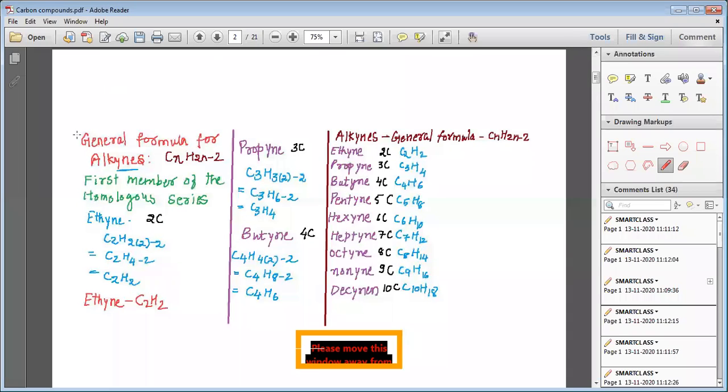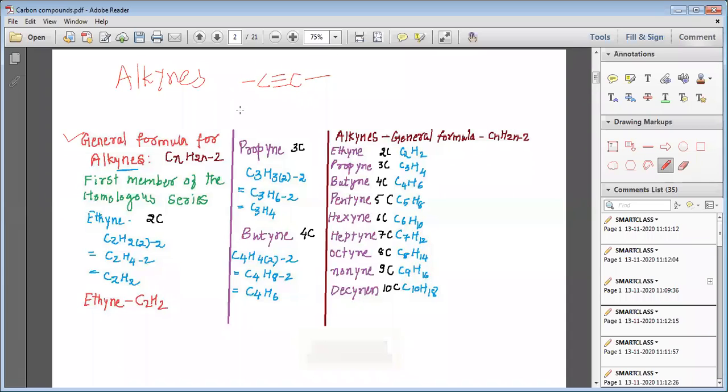So now, my dear students, we want to study about the alkynes. These alkynes have at least one C triple bond C. So this is how we study the alkynes. They have at least one C triple bond C. So the general formula for alkyne is CnH2n minus 2.